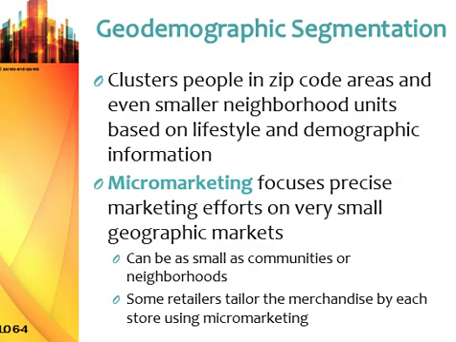So geodemographic segmentation, as we said before, several variables can be used. Oftentimes, several variables are used for segmentation purposes. So one such approach is geodemographic segmentation, meaning that geographical and demographical segmentation methods are combined. Okay, so this method clusters people in zip code areas, even smaller neighborhood units, based on lifestyles and demographic information. You see, geographical and demographical information is combined.